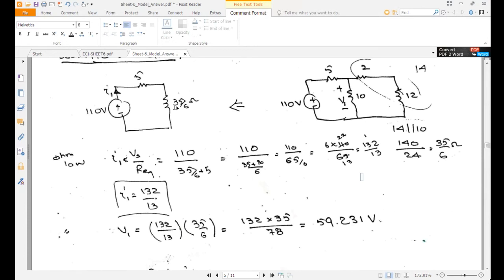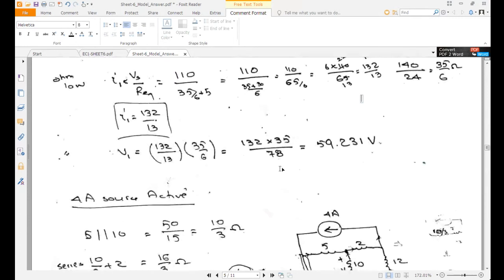So V1 will be 110 multiplied by 35 by 6, divided by 35 by 6 plus 5. Like this you can do. You will get 59.231 volt. Any method you can use. This is known as V1.